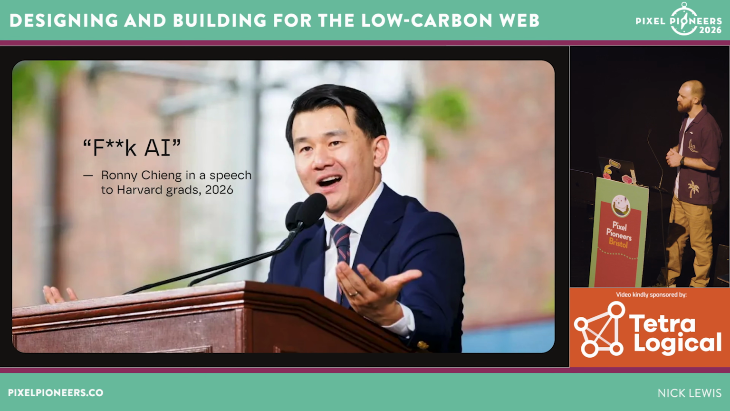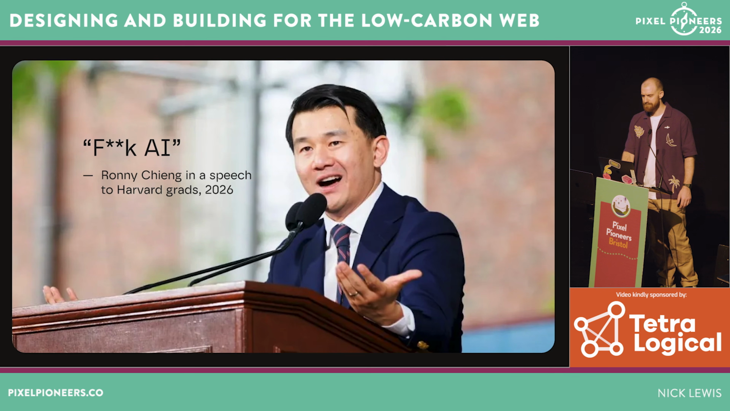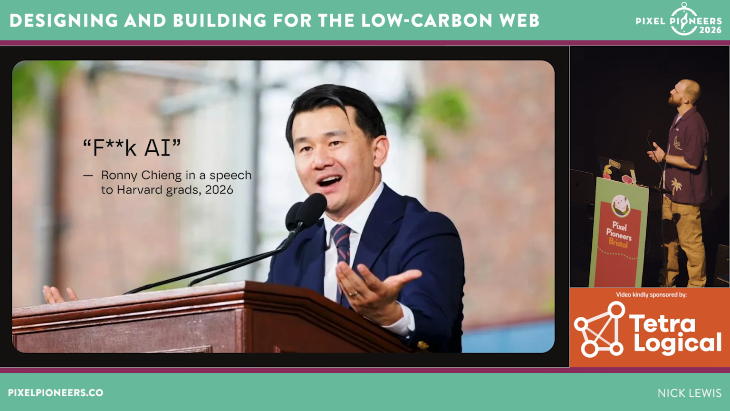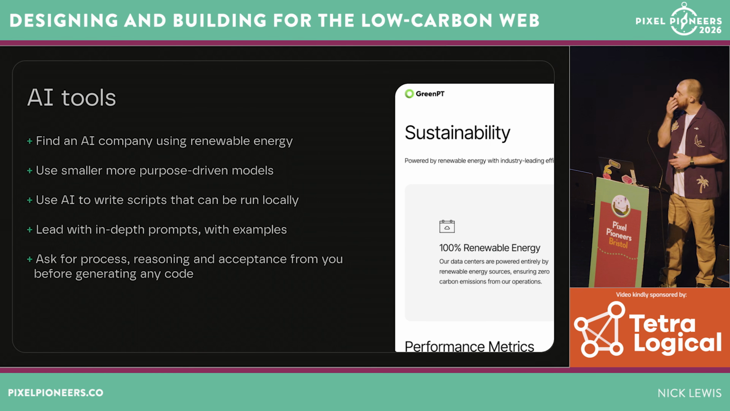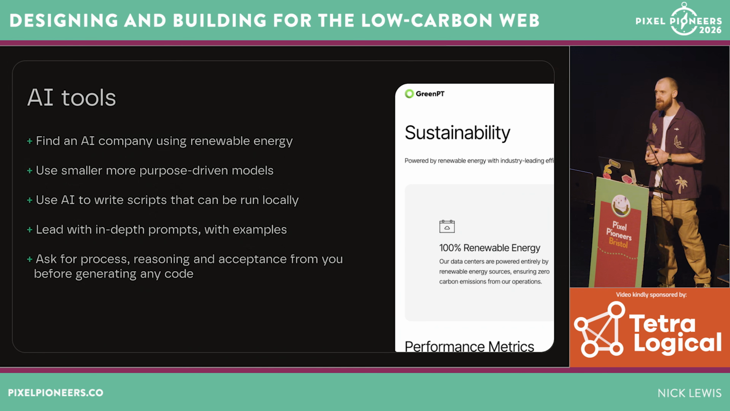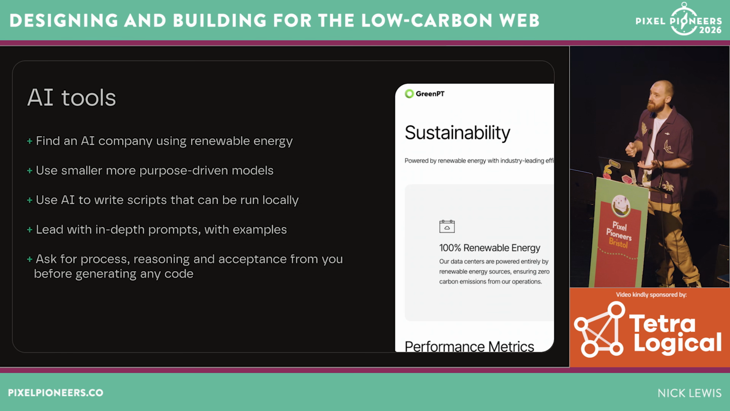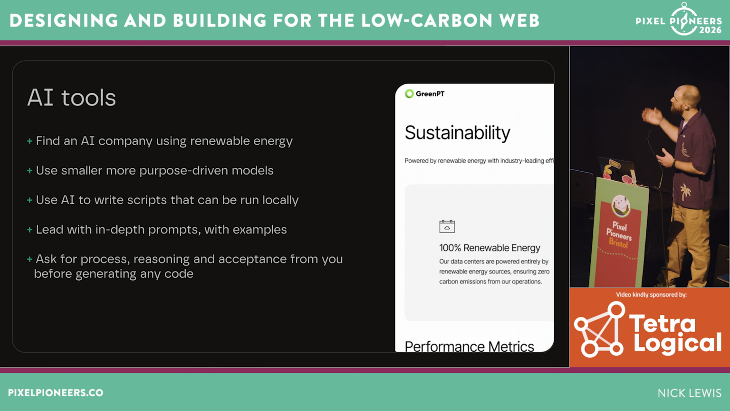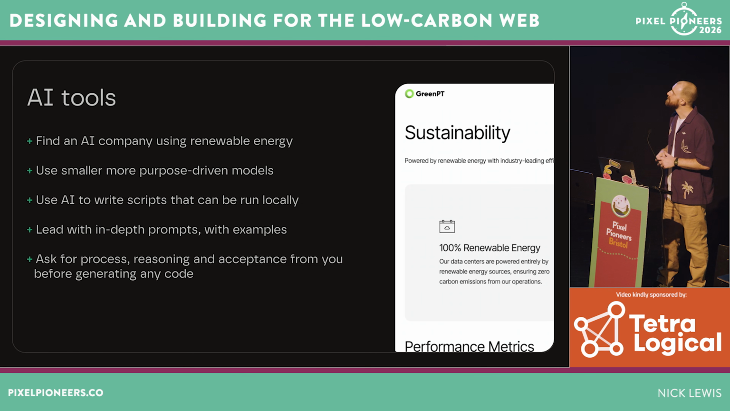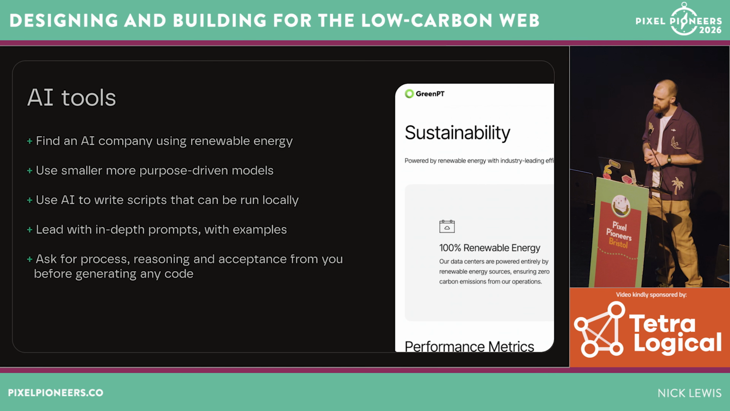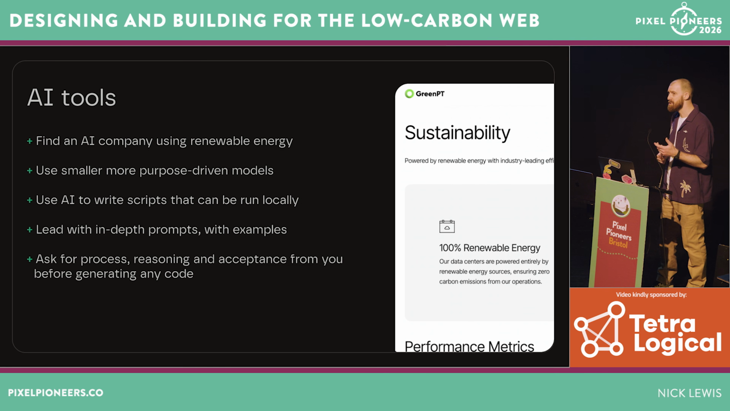So, yeah, what can we do about it? How can we maybe use it a little bit differently? I mean, I could tell you to just not use it. But it's not very useful, is it? So instead, maybe we can find an AI supplier that uses renewable energy, and importantly, they can prove it. Or use smaller, more purpose-driven models rather than the gargantuan LLMs that are out there. They're kind of built for everybody and nobody at the same time. Even better, we can use open source ones, where perhaps they're a little bit more open and transparent about where they trained it, how they trained it.